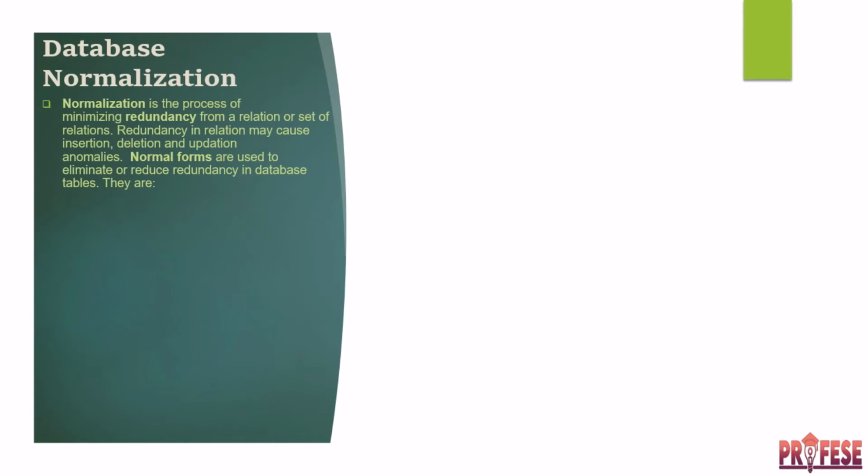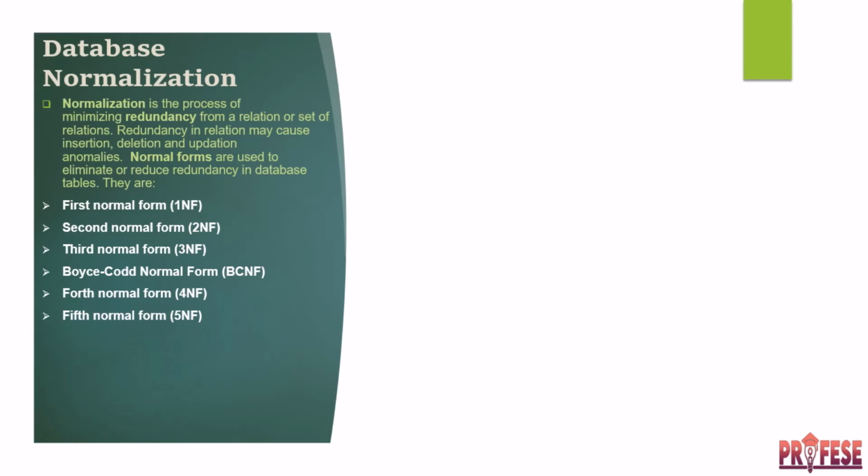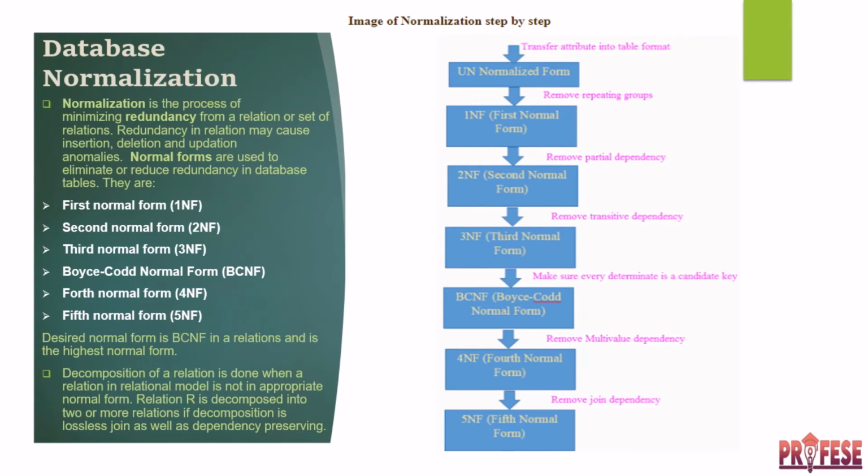Data normalization. Normalization is the process of minimizing redundancy from a relation or set of relations. Redundancy in a relation may cause insertion, deletion and updation anomalies. Normal forms are used to eliminate or reduce redundancy in database tables. They are first normal form, second normal form, third normal form, Boyce-Codd normal form, fourth normal form and fifth normal form. The desired normal form is BCNF in a relation, and fifth normal form is the highest normal form.